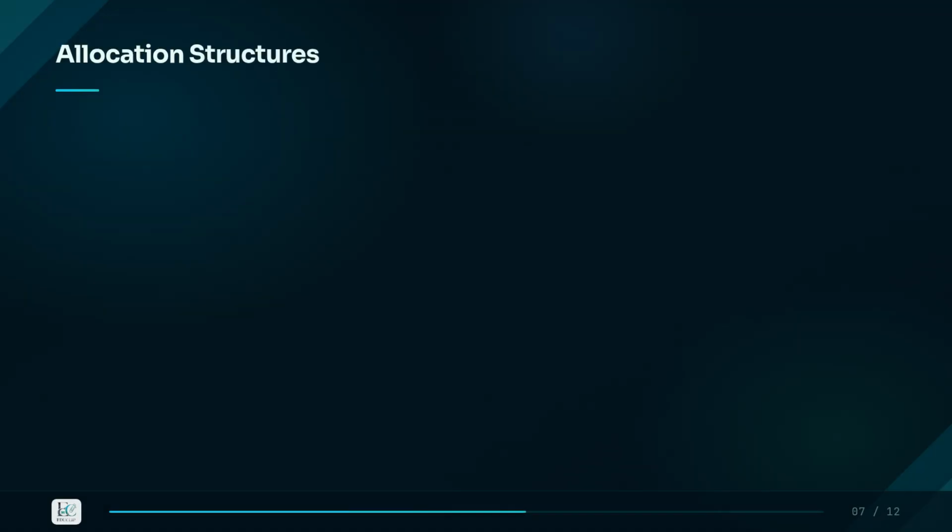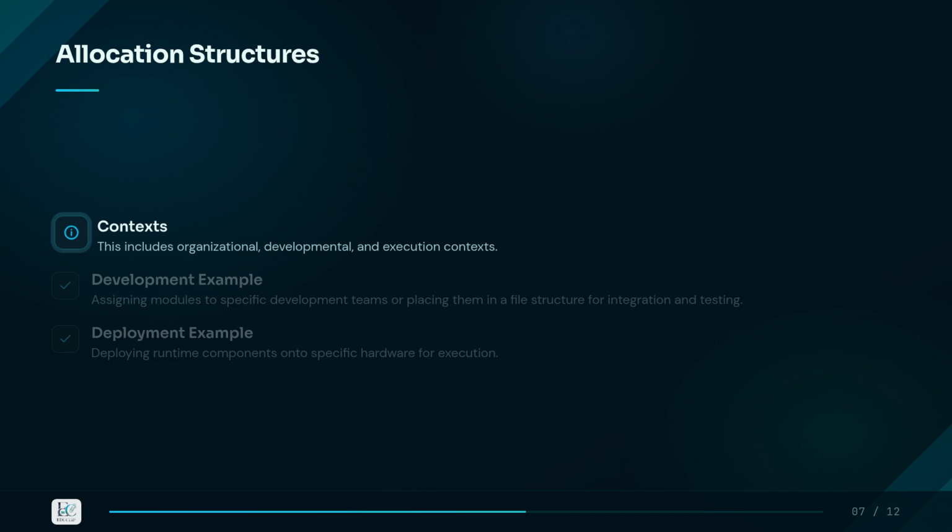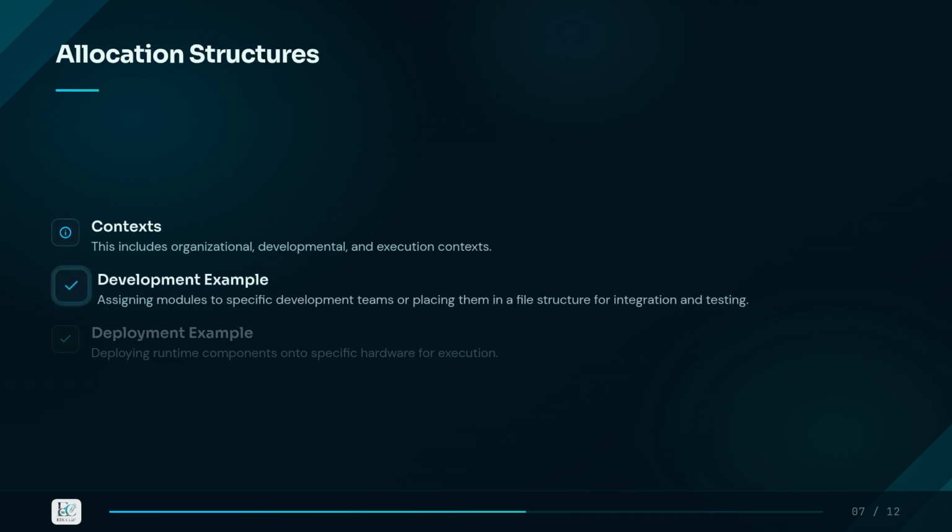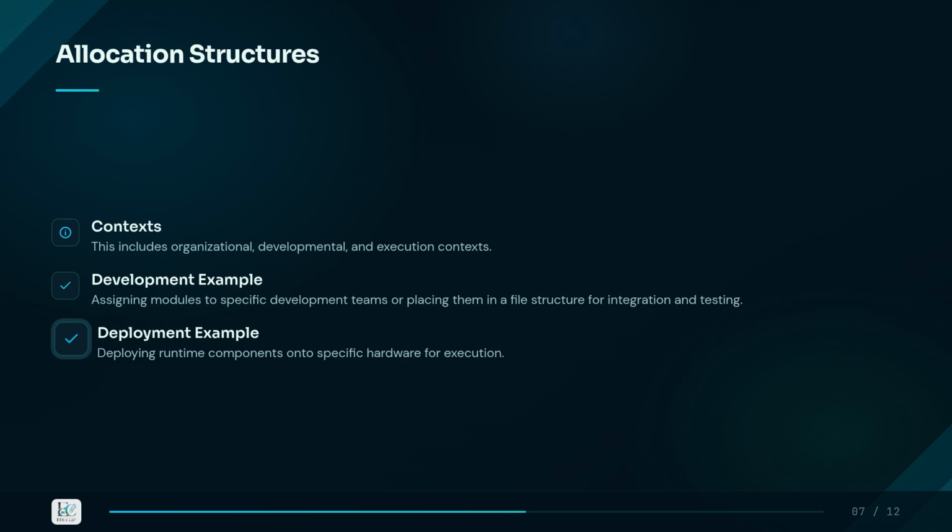Finally, we have allocation structures. These structures are all about mapping the software to its wider environment. This environment can include organizational contexts, like who builds what, developmental contexts, like how code is managed, and execution contexts, like where the code runs. For example, an allocation structure might show which modules are assigned to which development teams. Or it could describe how modules are placed in a file structure to manage integration and testing. Another common example is a deployment diagram, which shows how runtime components are placed onto physical hardware for execution.